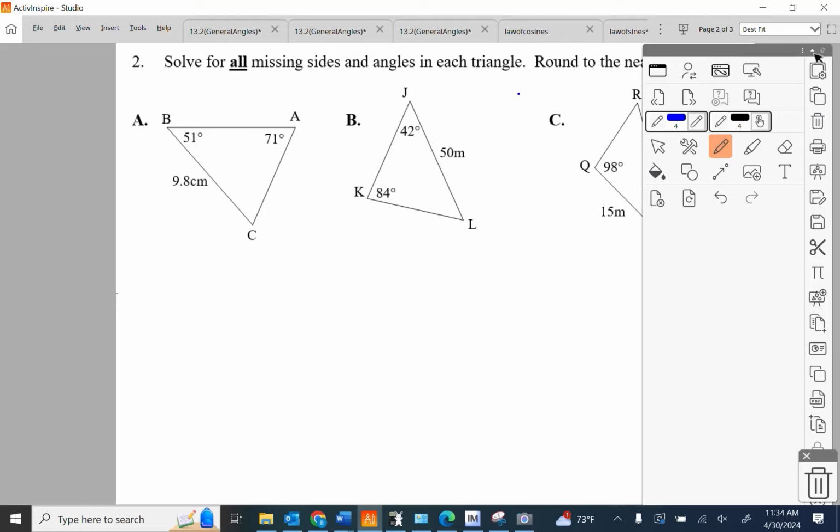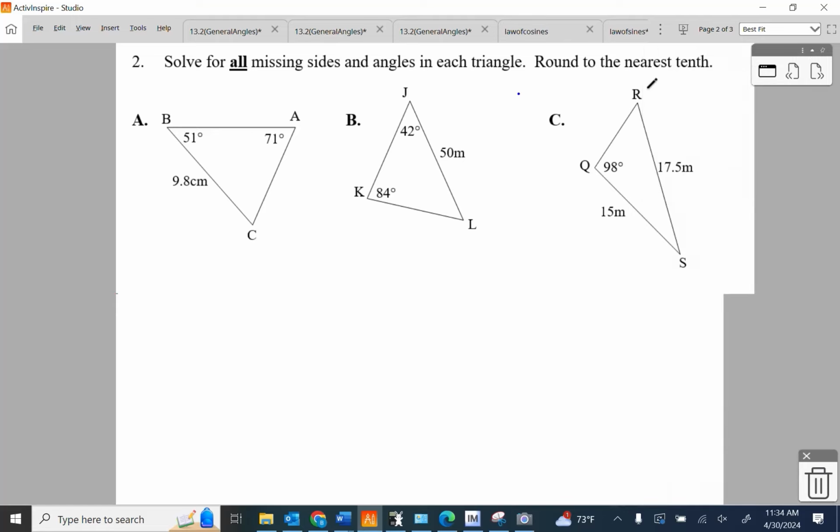All right, what's going on here? So apparently I jumped to 2. I'm only going to do one of these. This is a find everything that's missing. A and B are pretty simple. Let's do B. You got to do some of this work, so I'm going to do B.